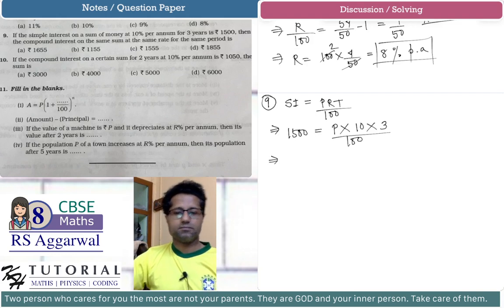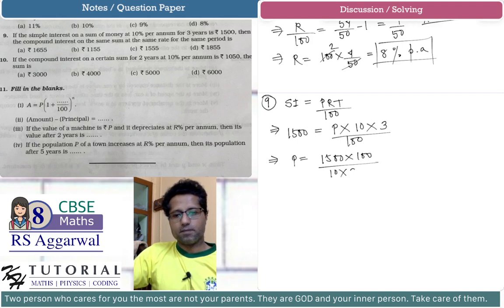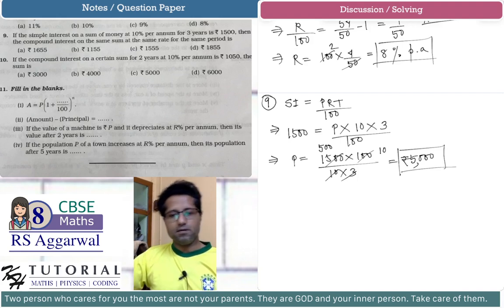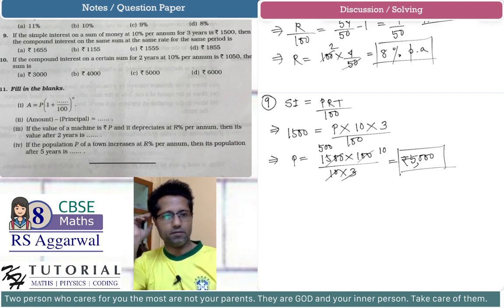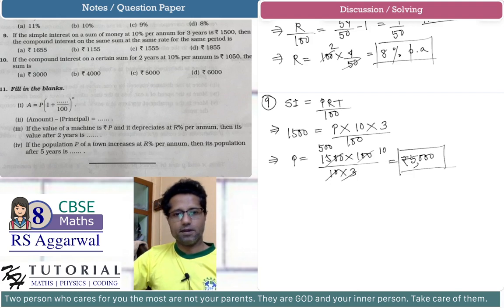So this implies P is equal to 1500 multiplied by 100 divided by 10, 3. So this is equal to 5000. So P, the sum is rupees 5000. Now based on this sum, we have to find the compound interest on this sum at the same rate for the same period. So period is 3 years and the rate is 10%.